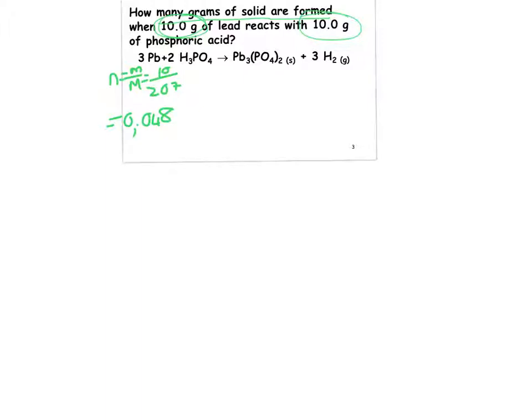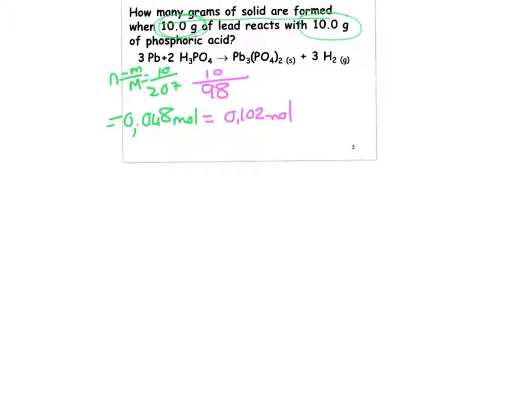0.048 moles. Under the phosphoric acid, I can say that we have mass over molar mass, so it's 10 over the molar mass, which is going to be equal to 3 plus 31 plus 64, and that turns out to be 98. And so I land up with 0.102 moles of phosphoric acid.